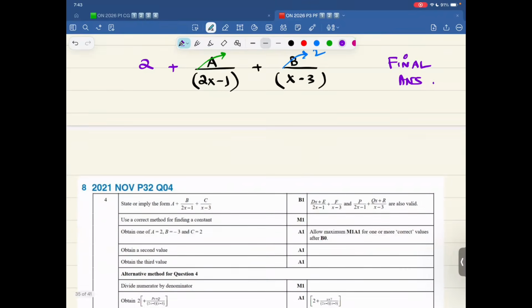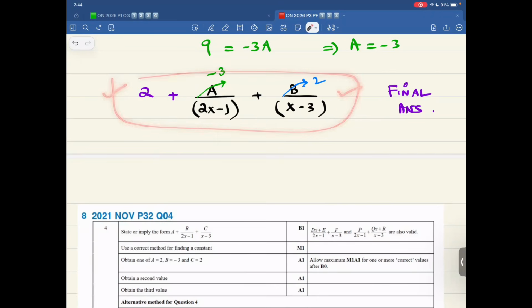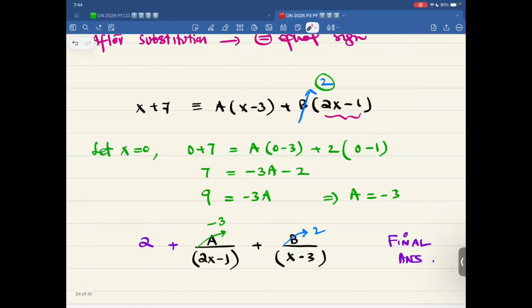Let's double check. So this A, look over here, they have written this thing as A. So A is 2. B is negative 3. Negative 3 is the numerator of 2x minus 1. C over x minus 3, C is 2. So this is 2 over x minus 3. It doesn't make a difference if I call it A, B, C, or QRS, because we have to write it as partial fractions, and that's how it's done and dusted.